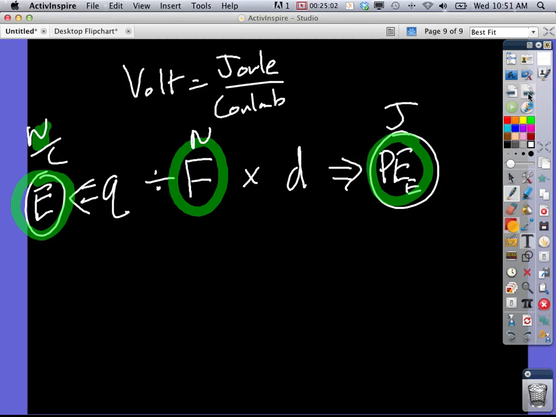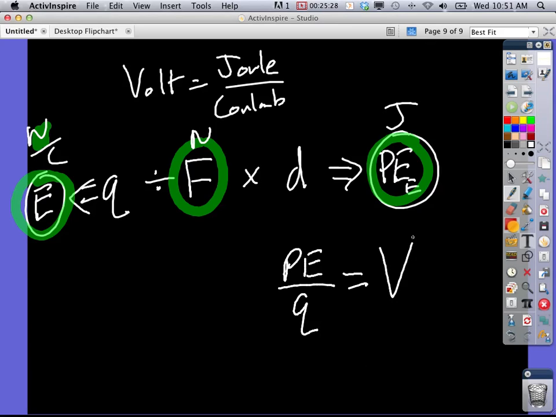This is joules, that's joules. So all we have to do is get coulombs on the bottom. If we take PE over Q, we will get volts because it's joules per coulomb. But then isn't there something over the C? Yeah, this is newtons per coulomb.